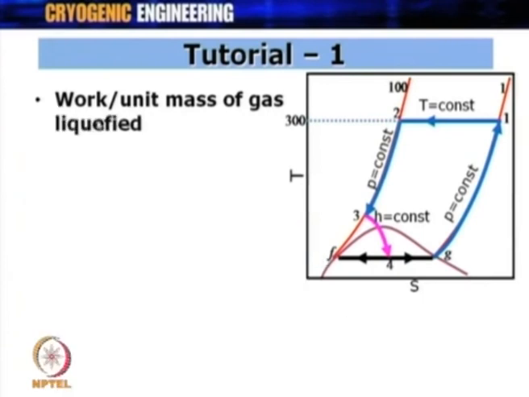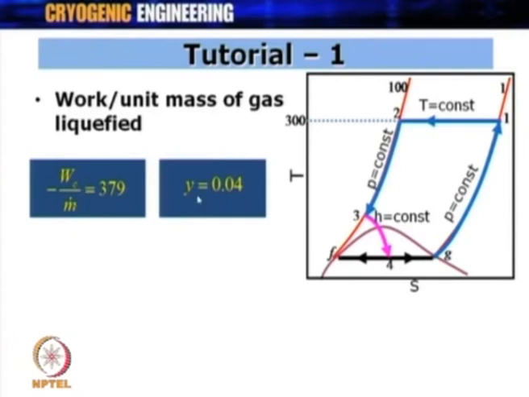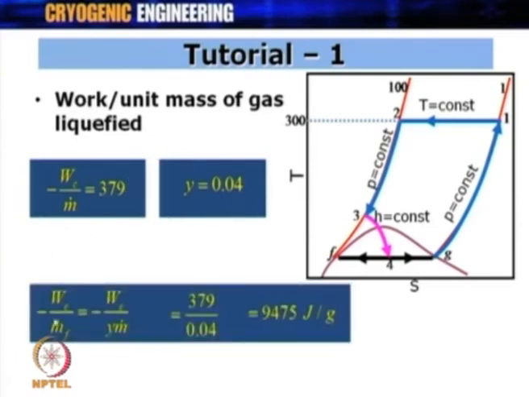If I want to convert that to work done per unit mass of gas liquefied, from Wc upon m dot equal to 379, I have to know the value of y. If I divide this by y, what I get is work per unit mass of gas liquefied. We have solved these problems in the earlier lectures. So, minus Wc upon m dot F is equal to minus Wc upon m dot divided by y, which is 379 upon 0.04, equal to 9475 joule per gram. This is the work done per unit mass of gas which is liquefied in this case.